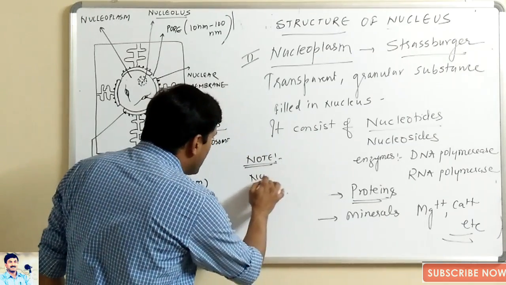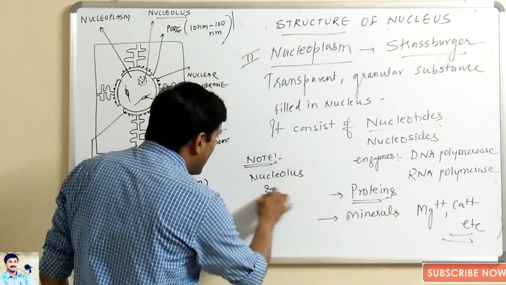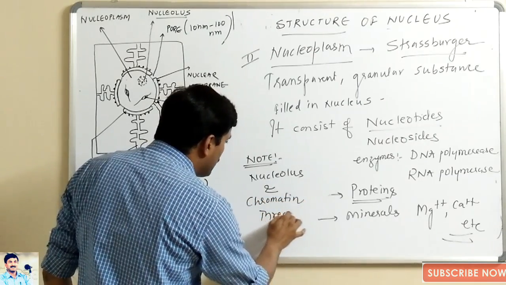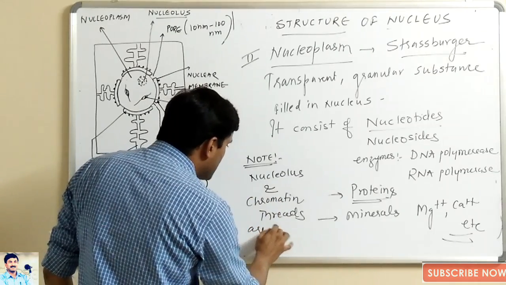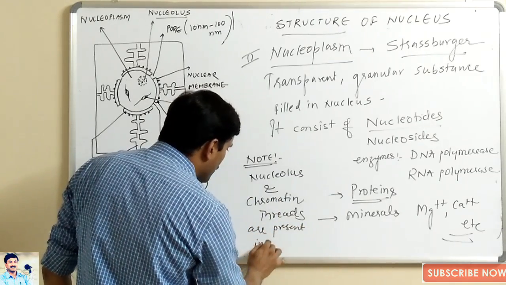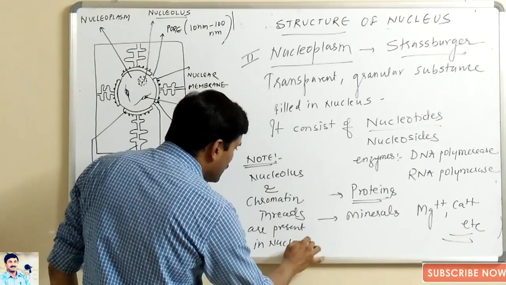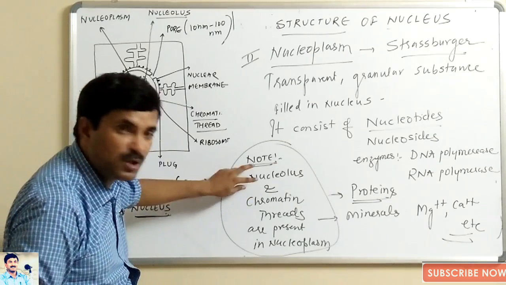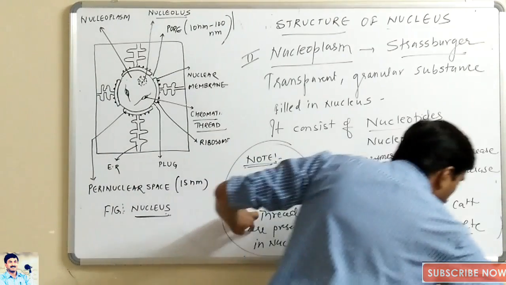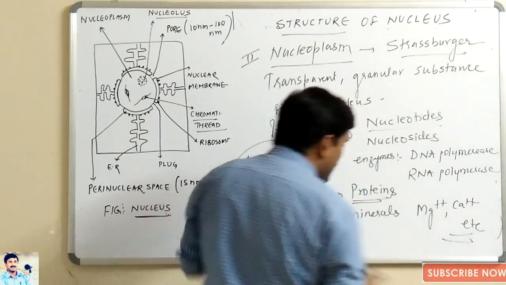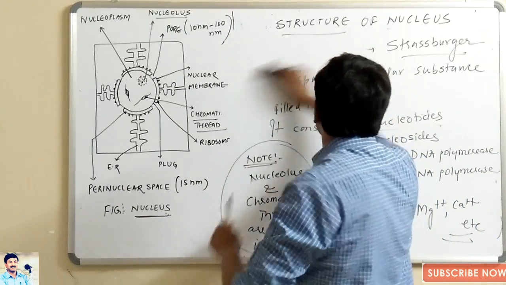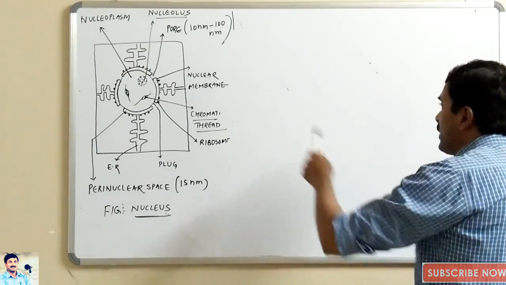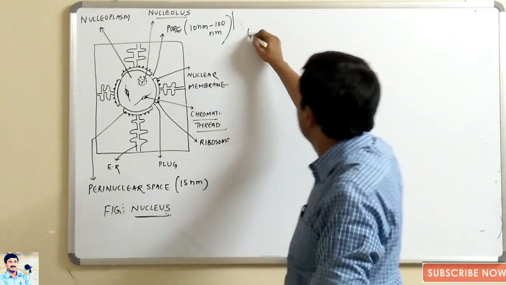And what you have to note here is that the other two remaining components, known as the nucleolus and the chromatin threads, are present in the nucleoplasm. Are you getting? The rest two components, the nucleolus and the chromatin threads, are present in what? The nucleoplasm. Okay, so now coming to the third component, the third one is what? The nucleolus.